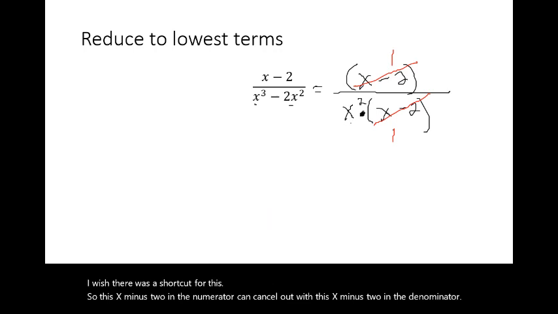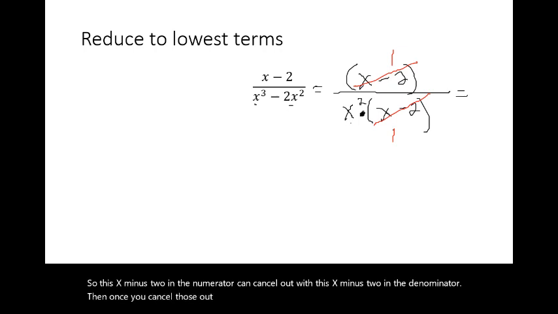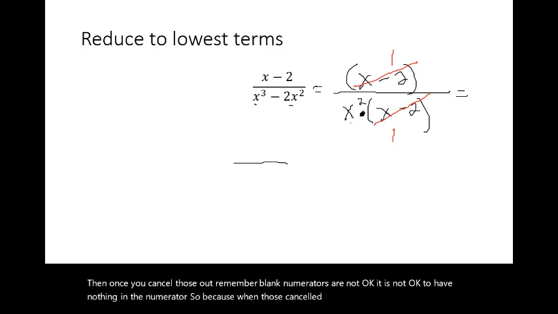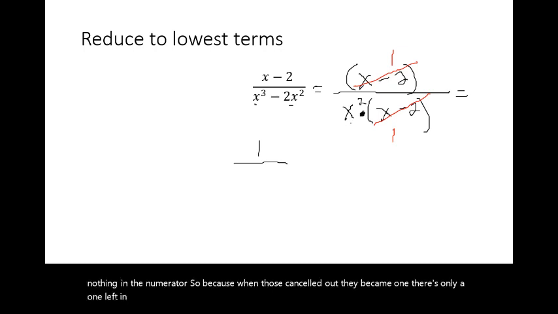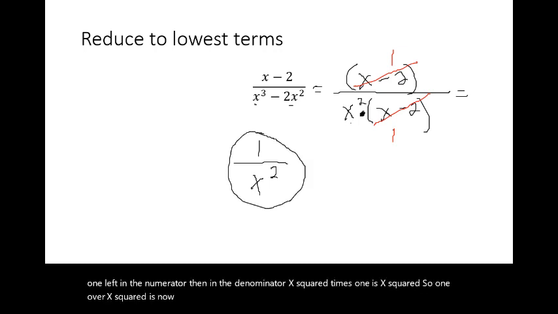Then once you cancel those out, remember blank numerators are not okay. It is not okay to have nothing in the numerator. So because when those canceled out they became 1, there's only a 1 left in the numerator. Then in the denominator, x squared times 1 is x squared. So 1 over x squared is now fully reduced and is your final answer.